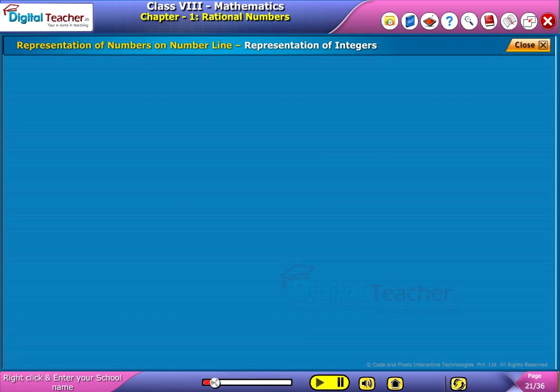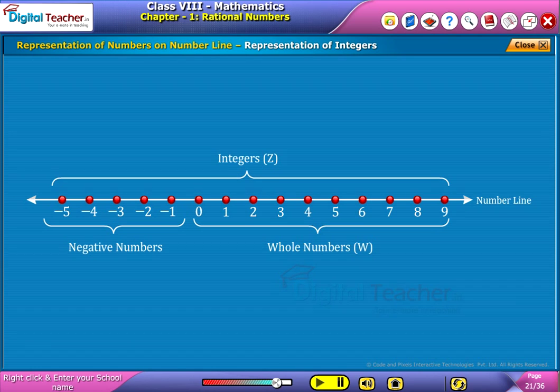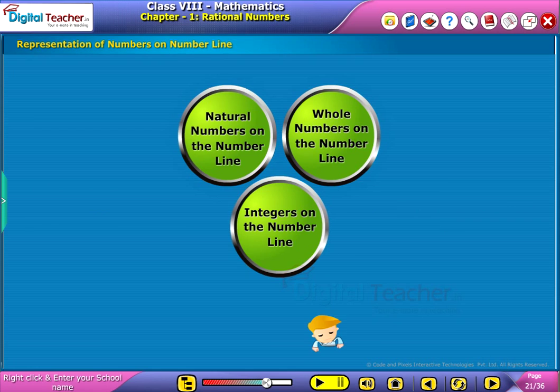Representation of integers on number line. The integers are the whole numbers in addition to negative numbers, which are before 0 on the number line. The representation is shown on the screen. The set of integers is usually denoted by the symbol Z.